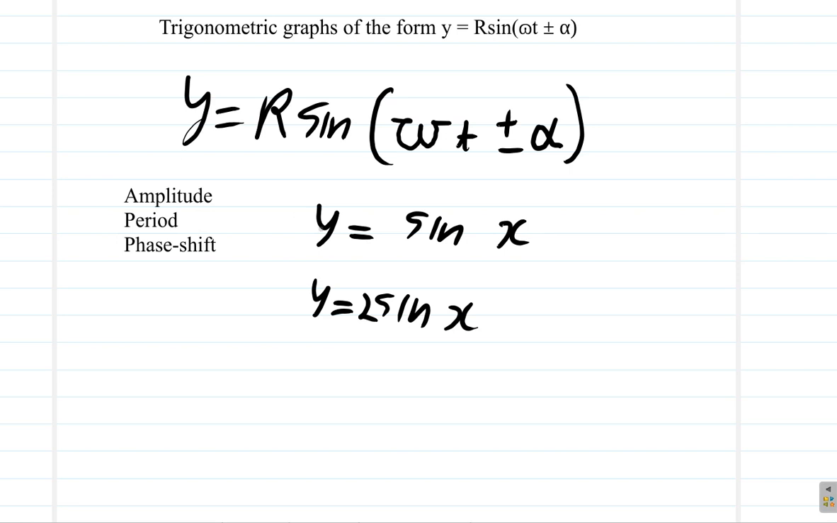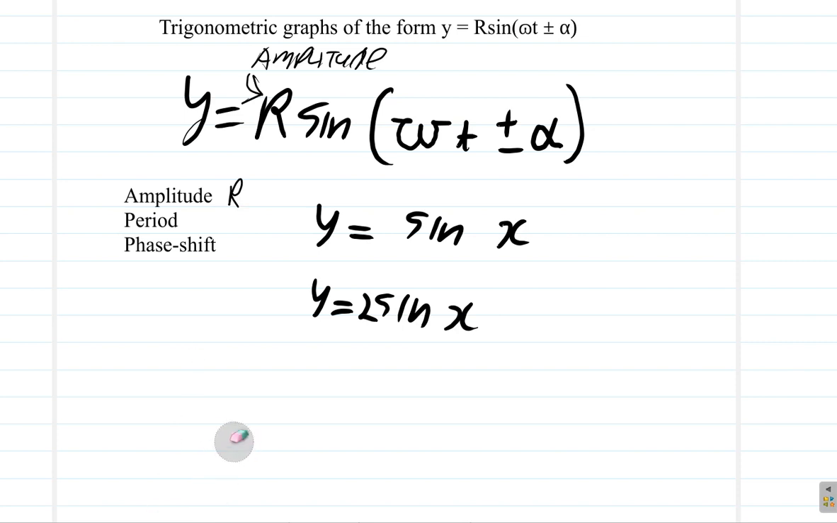So in that case, the r here represents the amplitude, which is the height of the graph. So that's the amplitude. So the amplitude here is r. So you can see that.